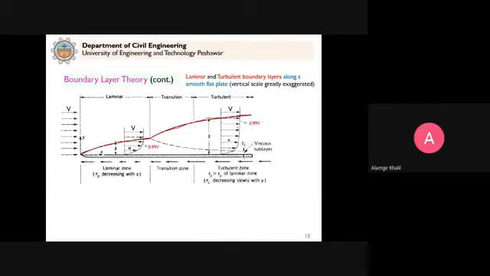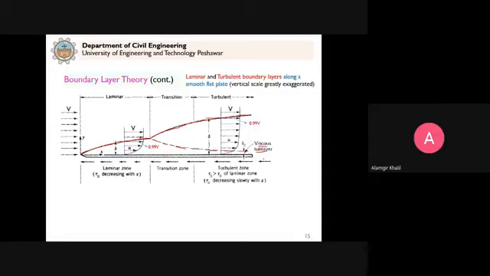So now we can see the velocity distribution diagram for laminar and turbulent flow, and the same concept applies. Even when we have the transition zone and turbulent zone, there will be a thin layer near the surface of the body, and that is known as the viscous sublayer. The same concept as we studied in the pipe flows. So now we understand what the boundary layer is.